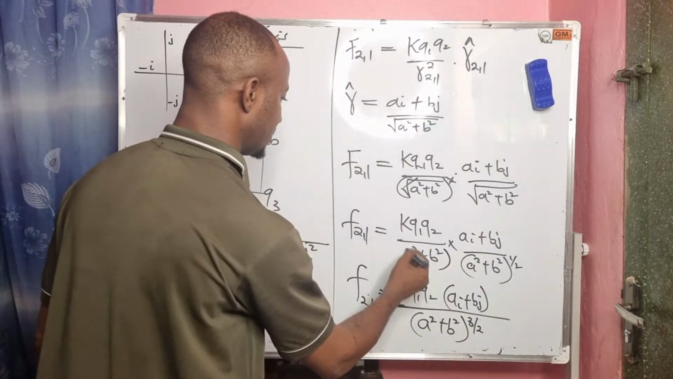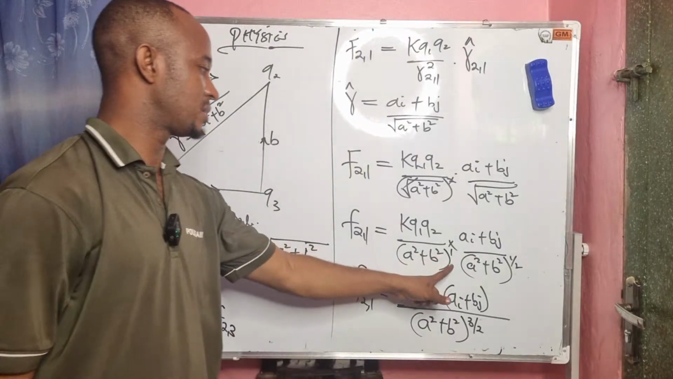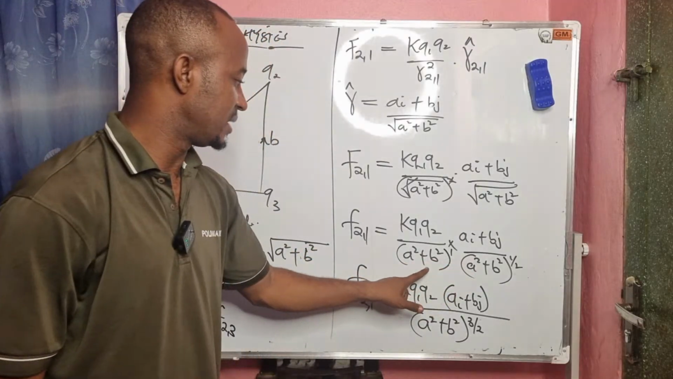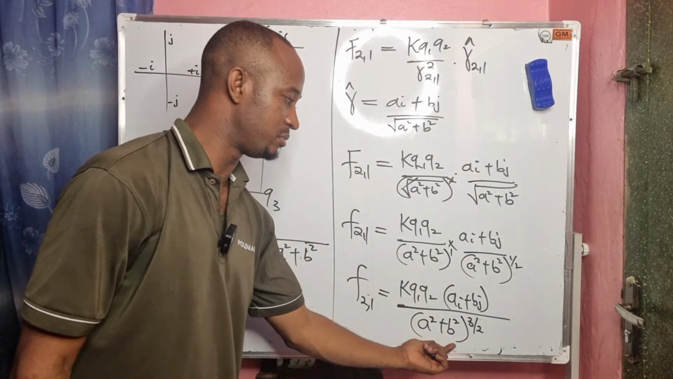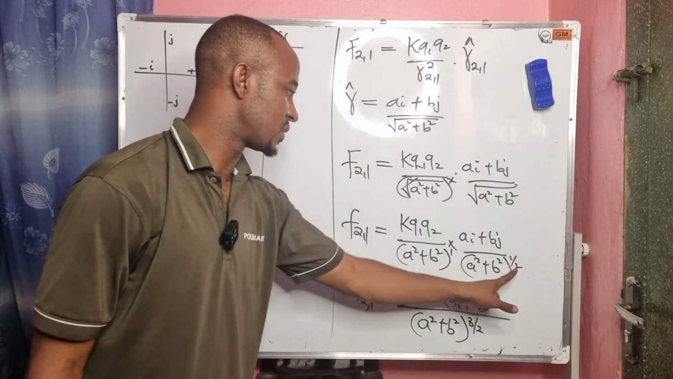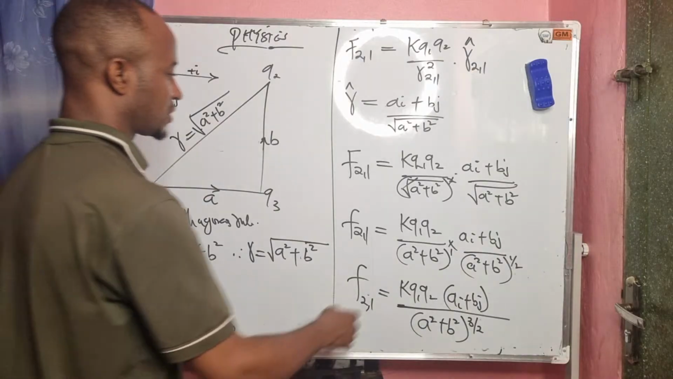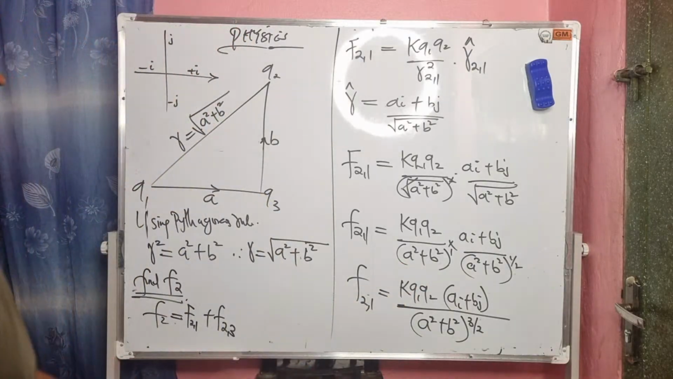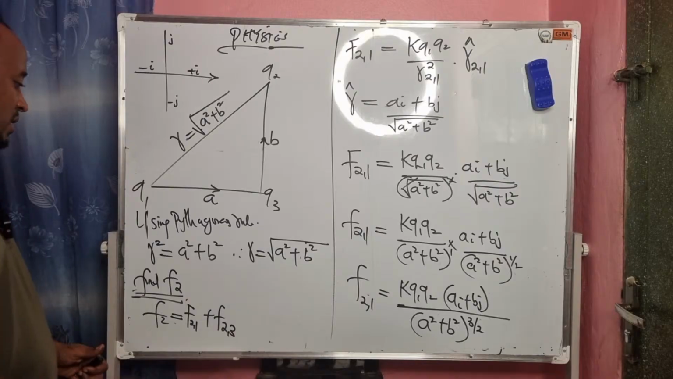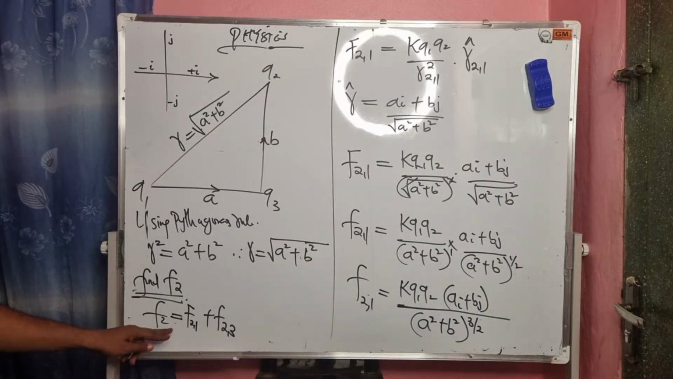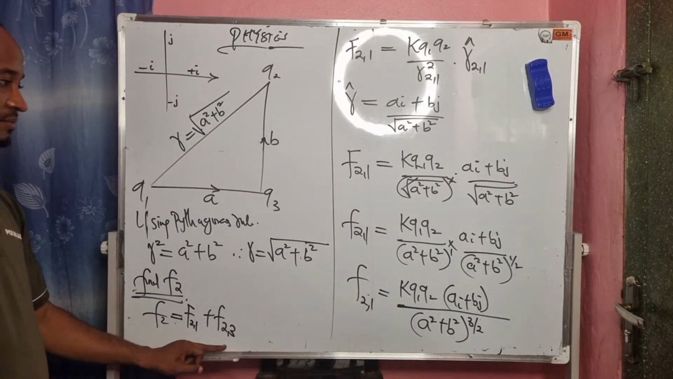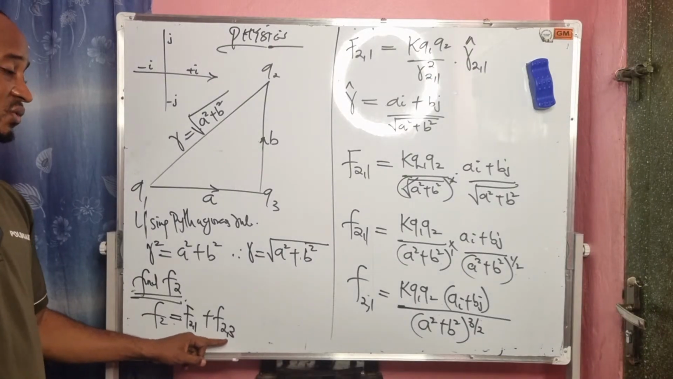The power here is 1. So if I'm multiplying this with this, I'll pick the common base, then add up 1 plus 1 over 2. That will give us 3 over 2. Or we can just stop here, right? Now, we have only gotten F21. The principle says F2 equals F21 plus F23. The next step is to find F23.